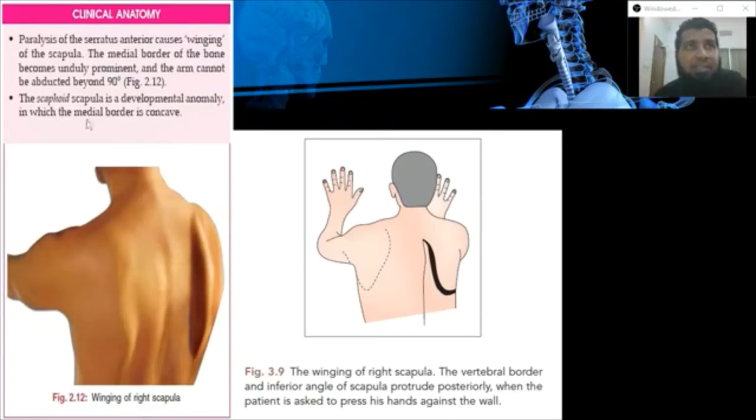The scaphoid scapula is a developmental anomaly in which the medial border is concave. So this is a very important clinical question for you in the viva examination.